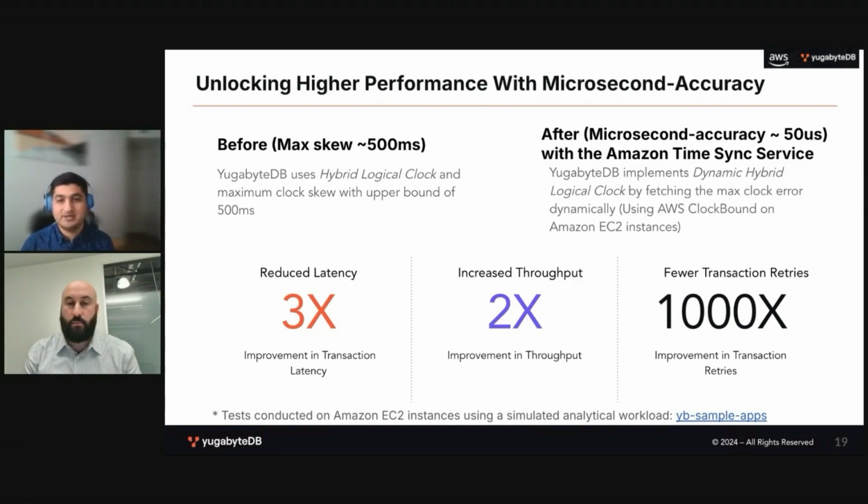So if you remember the slide from before, it basically means much faster latency for your applications. And obviously, this comparison is between the worst case and the best case. So your mileage may vary. It's going to be somewhere in between. But it's still a significant gain due to the fact that Yugabyte can use the ClockBound library to implement the hybrid logical clock in a better way.